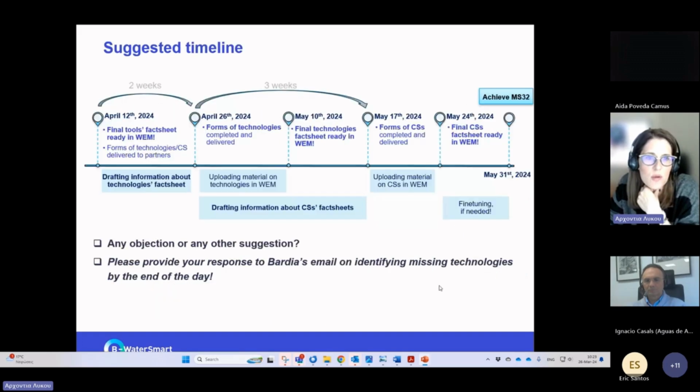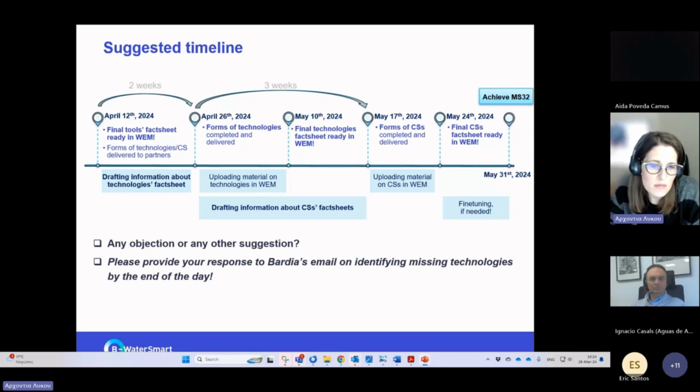Now, this is the final slide where we have presented the suggested timeline and the different steps that need to be followed in order to be able to achieve milestone 32 in time. So I would like for you to have a look at it and provide any objection or any suggestion. I know that the end of May is a very difficult period, considering that many of the work package 2 deliverables are due, but this is also something that needs to be done.